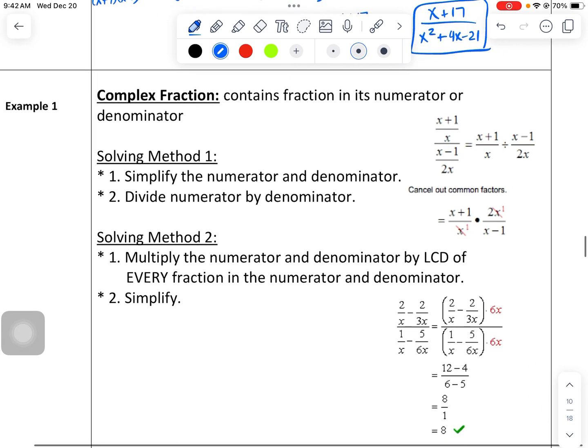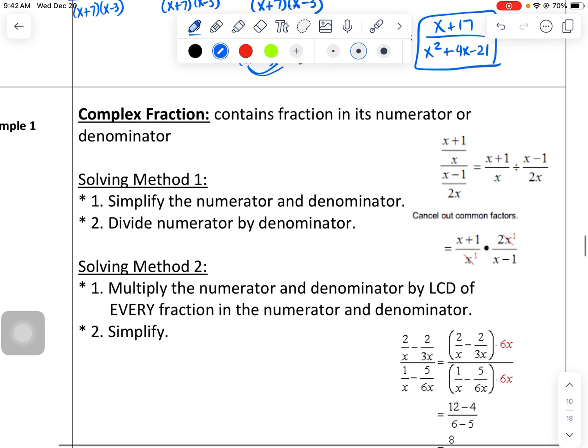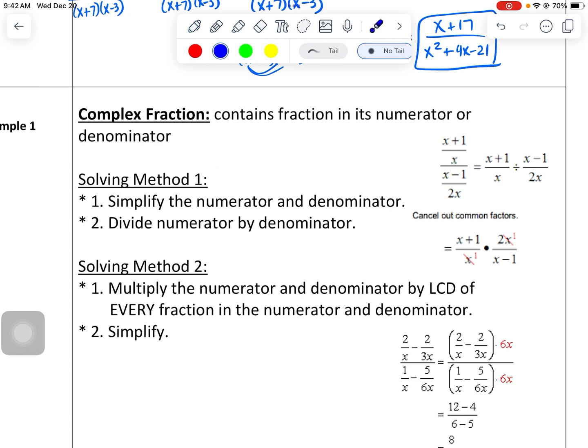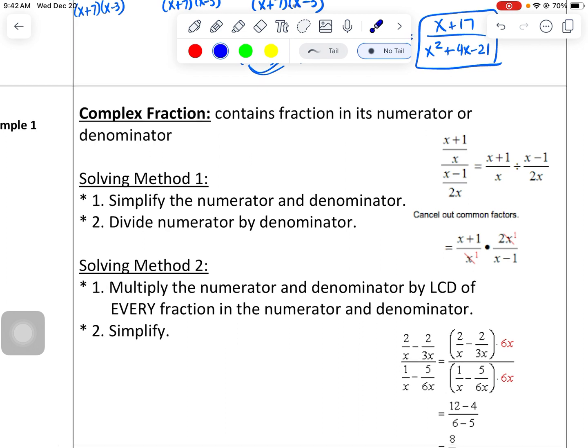Okay, so today we're going to be learning about complex fractions. And complex fractions are when we have a fraction in the numerator and/or a fraction in the denominator as well. We have two methods of solving. Our first method is simplifying the numerator and the denominator into one fraction each and then multiplying by the reciprocal.